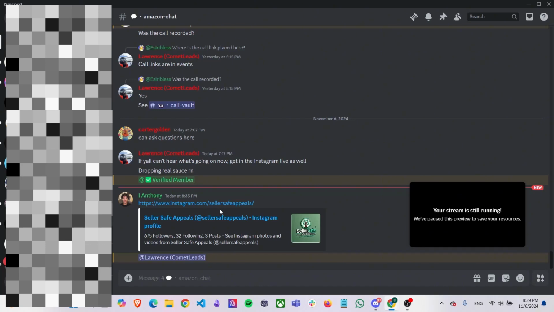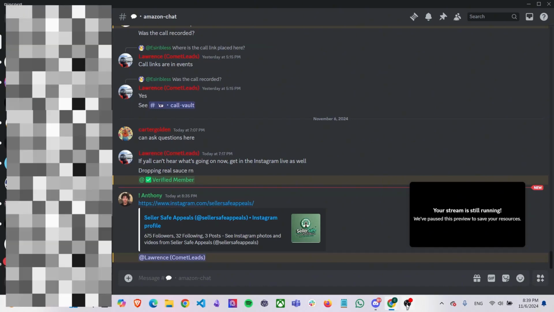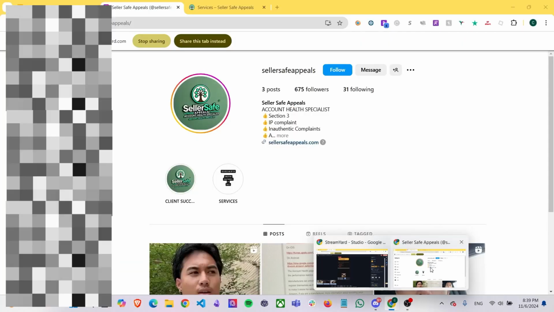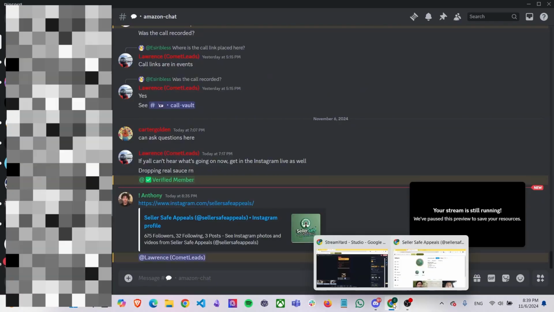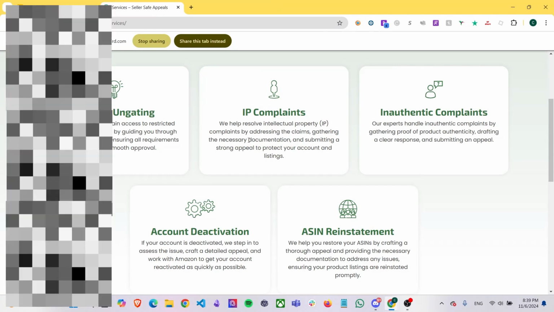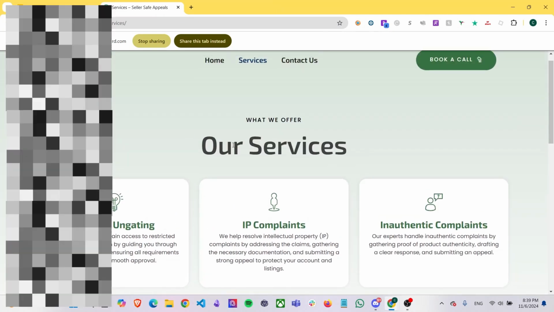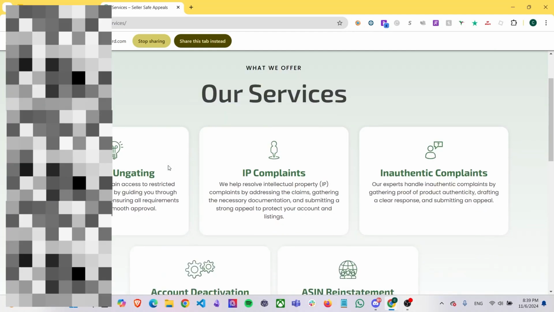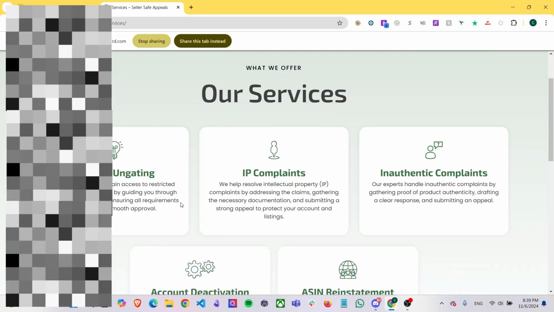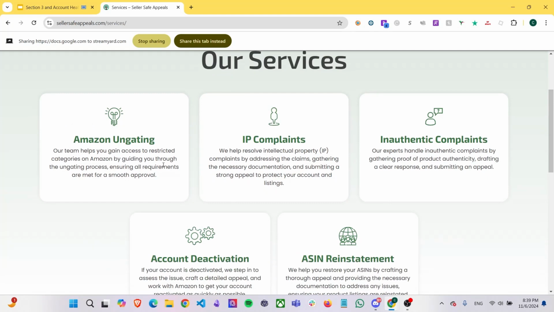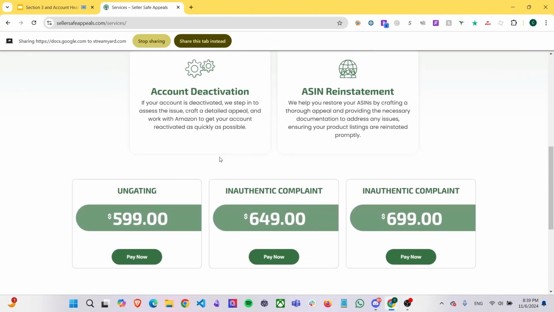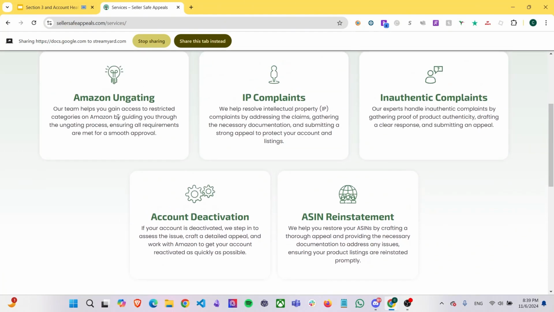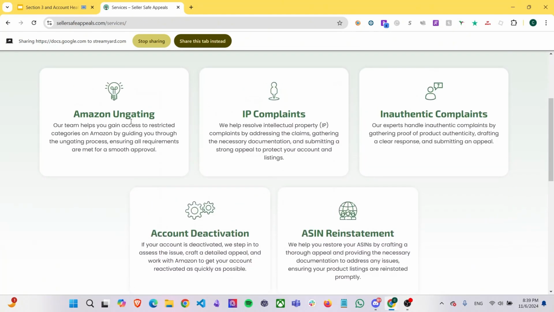Yeah, I checked their Instagram profile. I would say they are pretty half-assed. I wouldn't say they don't have something, but they're selling a service that could potentially get sellers' accounts suspended, especially this Amazon ungating stuff. Yeah, ungating, come on, bro. That's not necessarily how it works. You can't just get a new seller account and start getting this service and start ungating everything that you want.